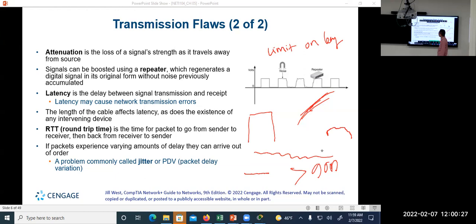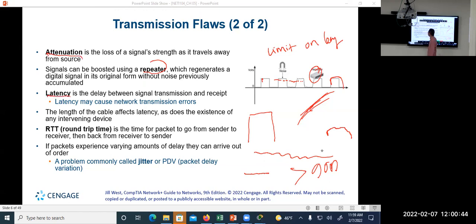So if you want to make up for that, you can use a repeater. The perfect square somehow gets distorted and degraded, and you can use the repeater to make it a perfect square again. Now, that is the first definition.